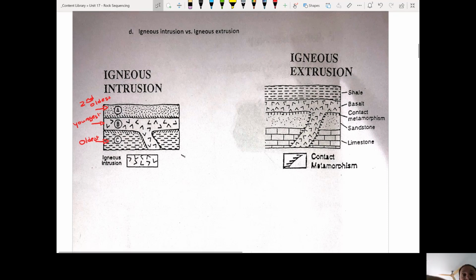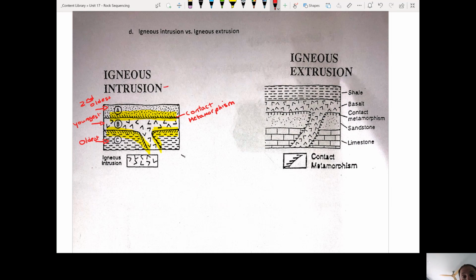What we've got to look at is this little symbol here that borders A, B, and C. That little symbol is contact metamorphism. That is telling us that the magma that formed layer B made contact with layer A and layer C. And the fact that it made contact with A tells us that A had to be there before B ever formed.